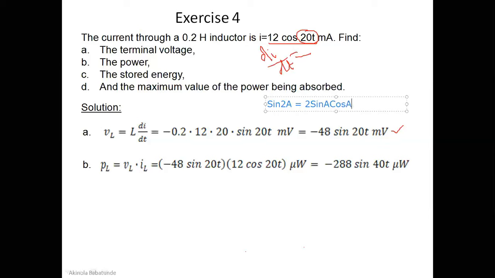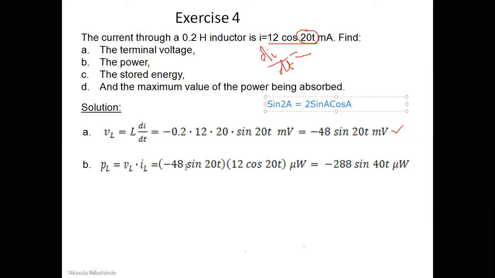Normally, sine(a plus b) would be equal to sine a cos b plus sine b cos a. That's what we're going to have, right? But now we have sine 2a. That means you replace all the b's with a's. If you do that, what you will have is 2 sine a cos a at the end of the day.